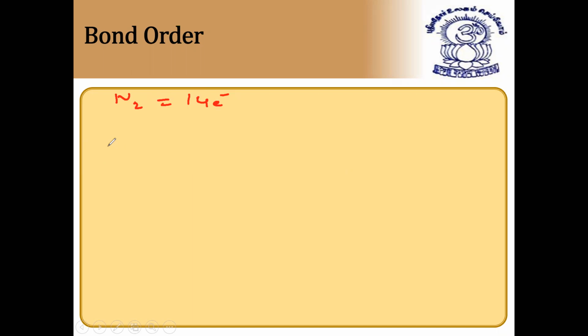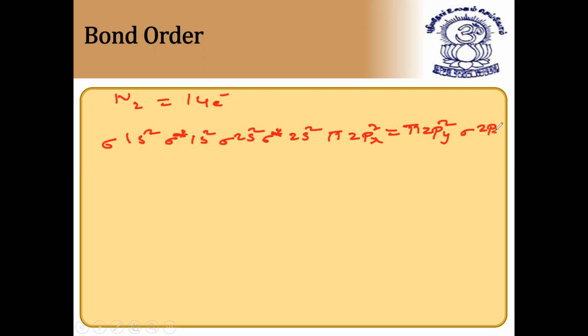First, to find bond order, we should write the configuration. The configuration is sigma 1s2, sigma star 1s2, sigma 2s2, sigma star 2s2, pi 2px2 equal to pi 2py2, sigma 2pz2. Total how many? 2, 4, 6, 8, 10, 12, 14. So this is the configuration.